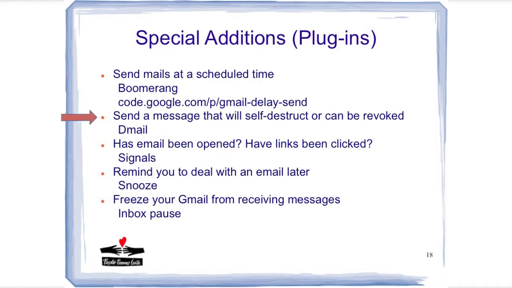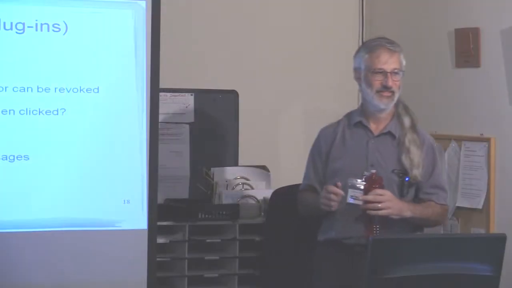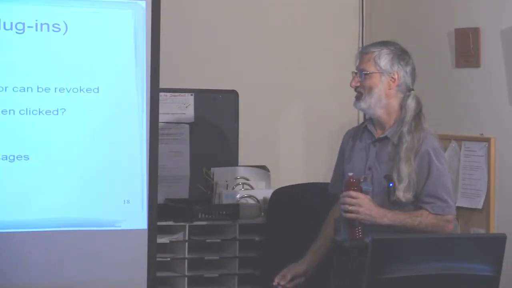You can send messages that will self-destruct or can be revoked through Dmail. So once they receive the message, it won't be there anymore, or you send it off and it's like, no, I changed my mind, I want to bring that back. If you have this special plugin, you can do those sorts of things, which will frighten and confuse people.